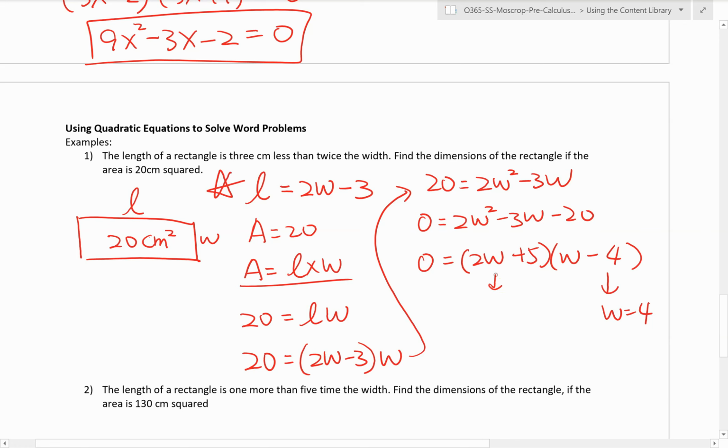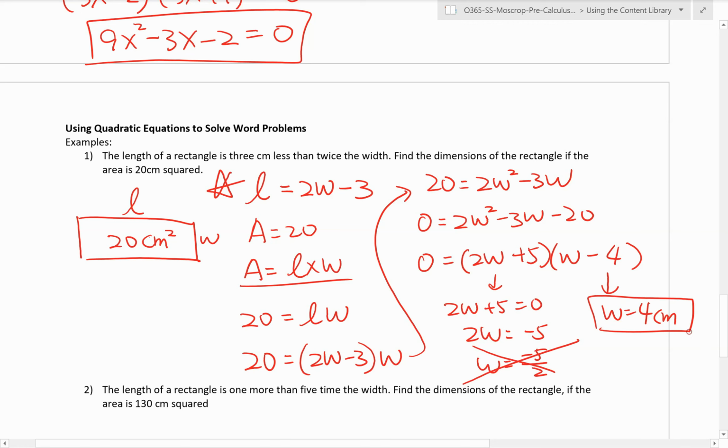For this one, you can solve it by making it equal to 0. So move the 5 to the right. You get negative 5. Divide both sides by 2. You get negative 5 over 2. Now the unit here is centimeter. Can both of these be the solutions? Let's think about this. W represents the width. Can width be negative? I guess not. So we will need to reject this answer, and we say that width is actually 4 centimeters.